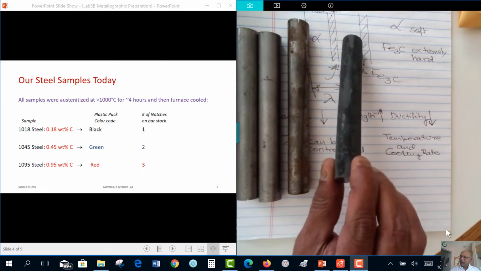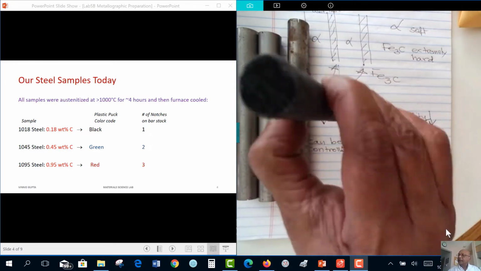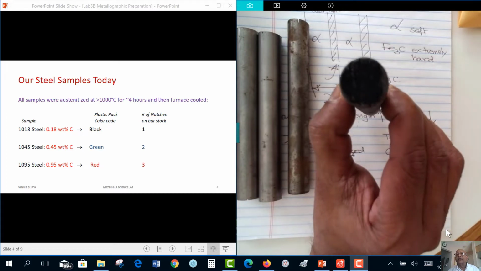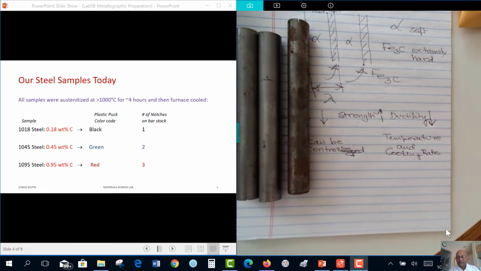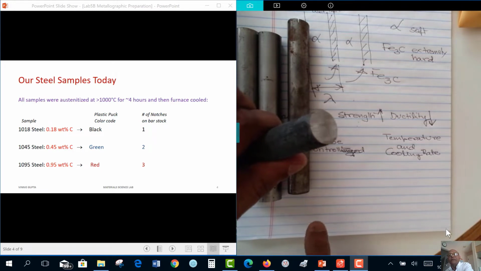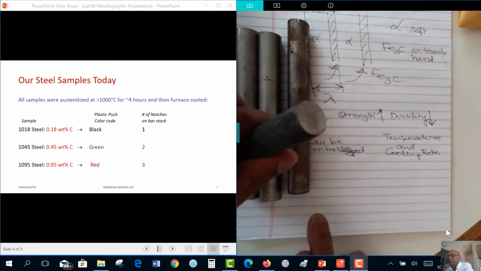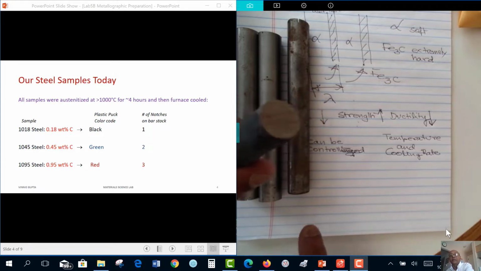And this is what they will look like. So you can see this one has 1 notch in it. Can't see it clearly under this camera, but I can see it with naked eye. And then what we are going to do is we are going to slice it off. You're going to see in the video, mount it, polish it, etch it, and then look under the microscope.